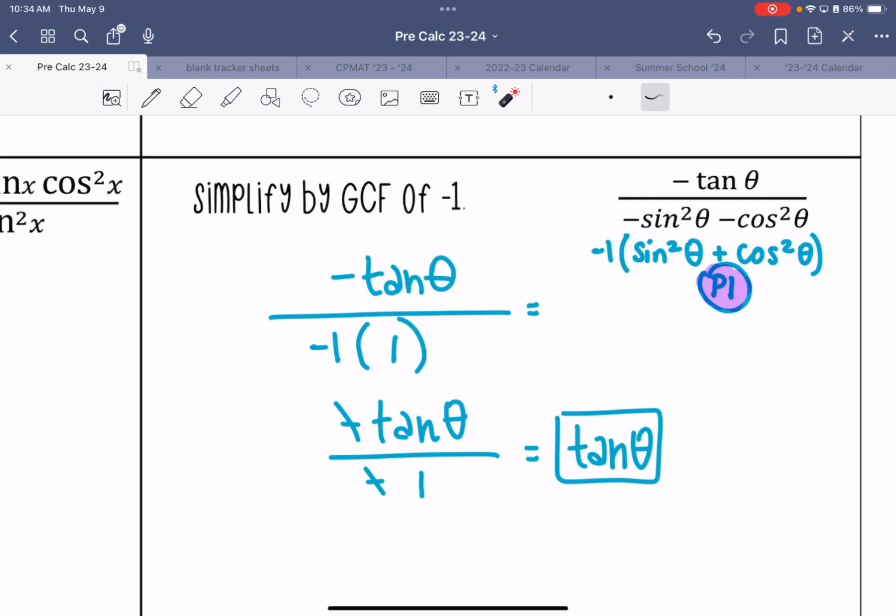Okay. Biggest takeaway, if it looks really similar to what's on the green sheet, but it just is in the wrong order or has the wrong sign, you are 98% of the time going to take out a negative 1, so just try that first.